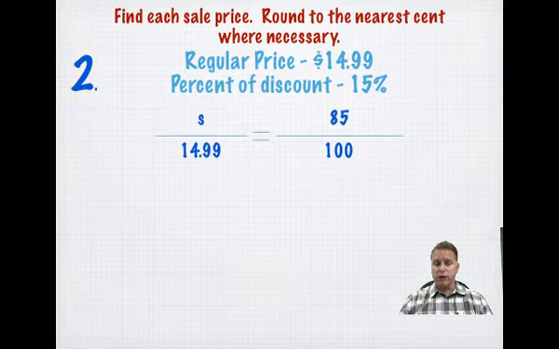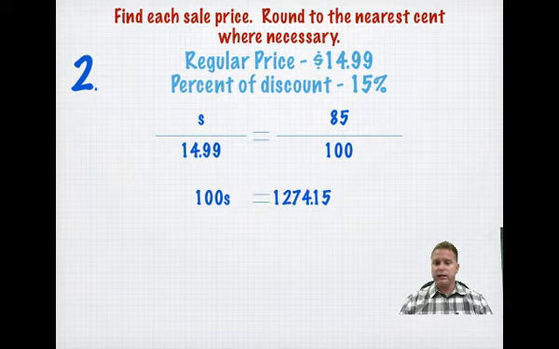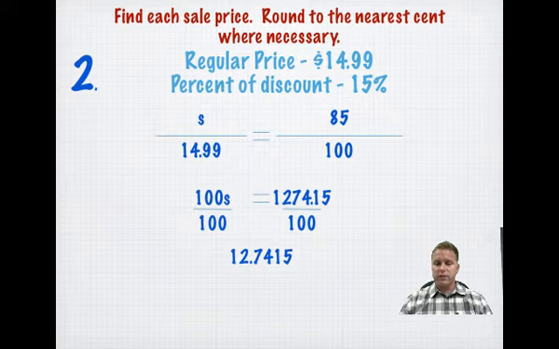We're going to cross multiply, which means we're going to take the top left, multiply it by the bottom right. So 100 times S is 100S. Then we're going to do 14.99 times 85, which will give us 1,274.15. Divide by the number next to the variable. So we're dividing by 100. And we will get 12.7415. But wait, remember we have to round to the nearest cent. So if we were looking at that and it was money, where would the last digit normally be for money?